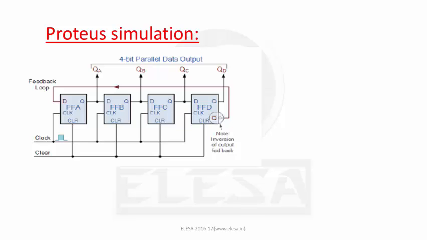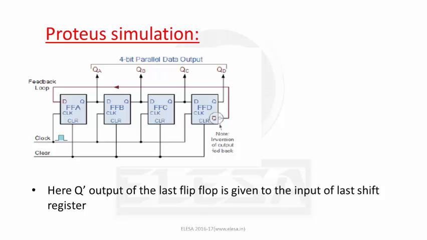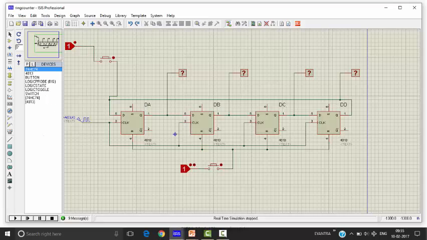After that, there is the circuit diagram. Here we see that the output of the last flip-flop, that is the Q bar output, not the Q output, is connected to the input of the first D flip-flop. Here the Q bar output of the last flip-flop is connected to the input of the first flip-flop. Sorry, it's the ring counter.